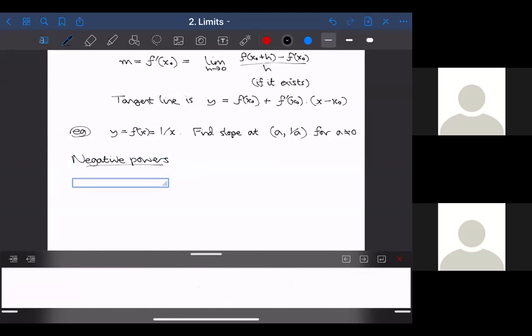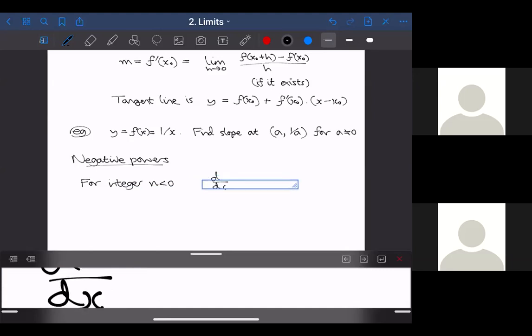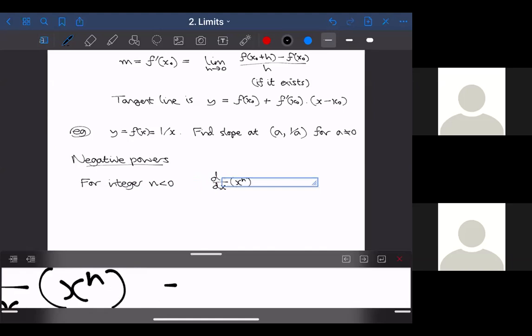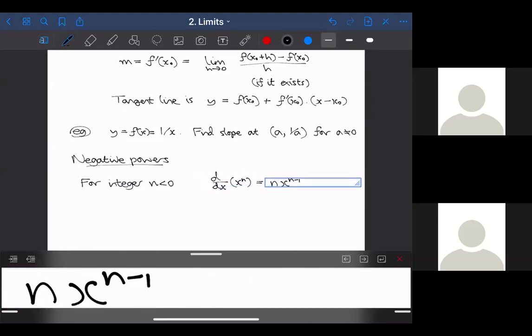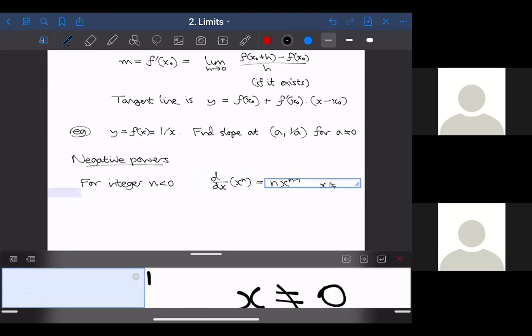At the end of the last lecture, maybe I didn't fully explain, so let's do that again. So the rule is, and then we'll come back to that example. For integers n less than 0, the rule is that the derivative of the nth power is n times x to the power n minus 1, and I need x to be non-zero for this to be defined.